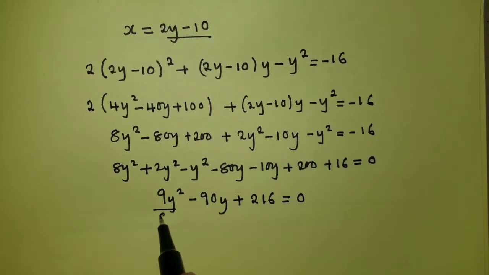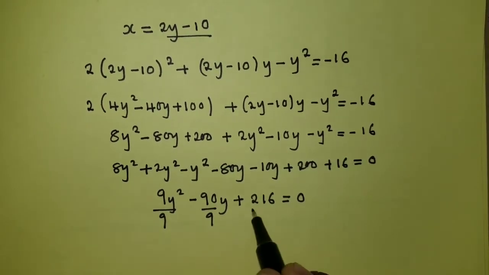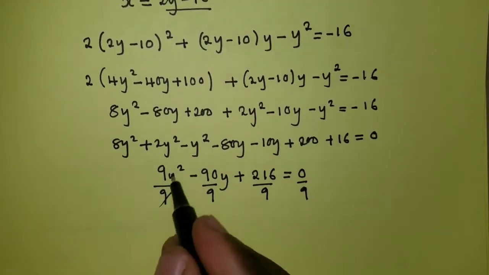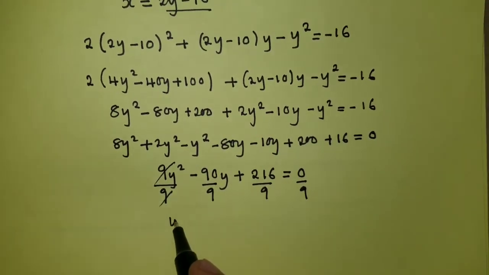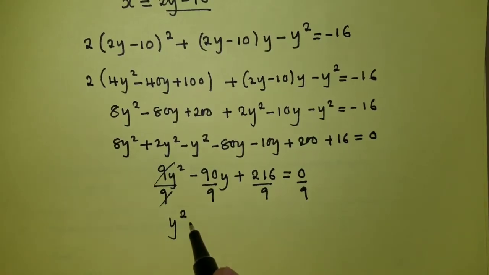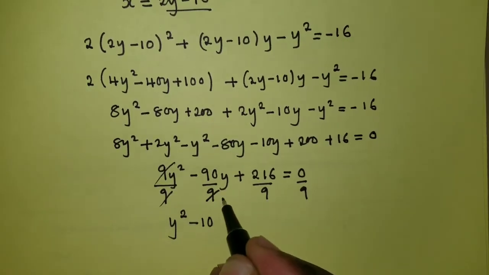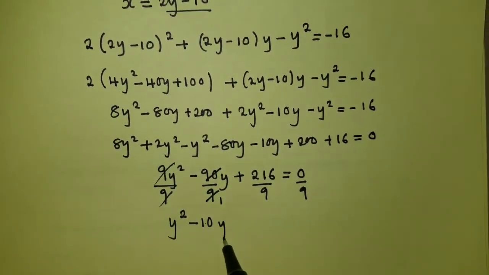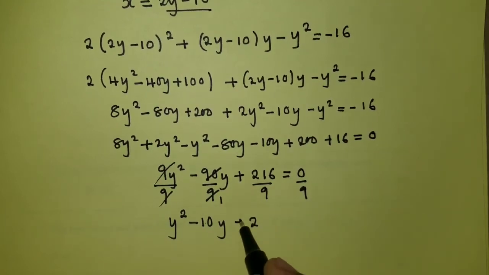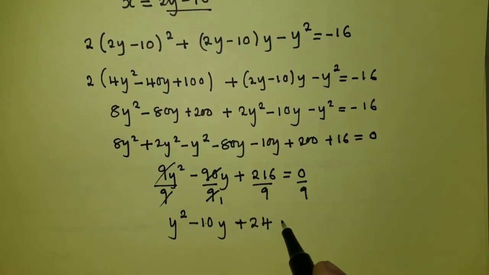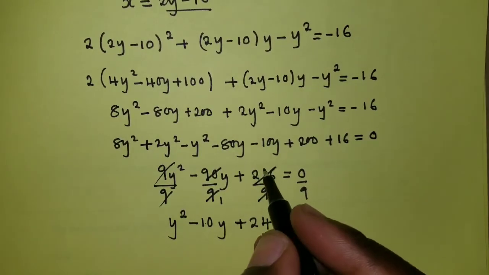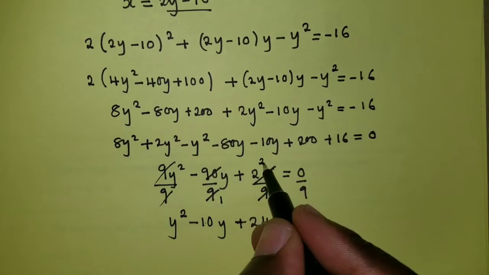So we divide throughout by 9, and here, 9 and 9 will cancel. We shall just remain with y power 2 minus 10. 9 into 9, it's 1. Into 90, it's 10. This is a 10 that we have. Y here plus 24 is equal to 0. 9 into 9, 1. Into 216, it's 24.